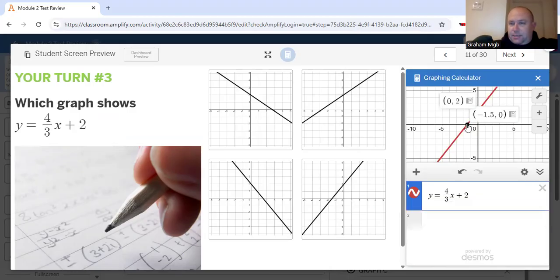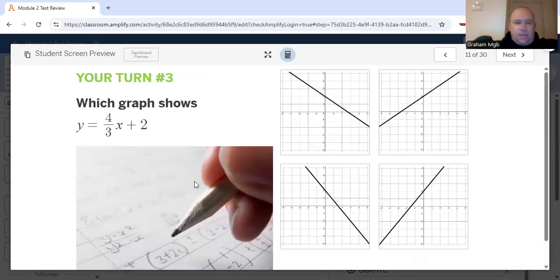So we want an x-intercept of 2, and we want a y-intercept of negative 1.5, as in between negative 1 and negative 2. Well, I can see that's not between negative 1 and negative 2, so it's not this one here. But I can certainly see this one is here. So we can do it a couple of different ways depending on how much we want to use our calculator.